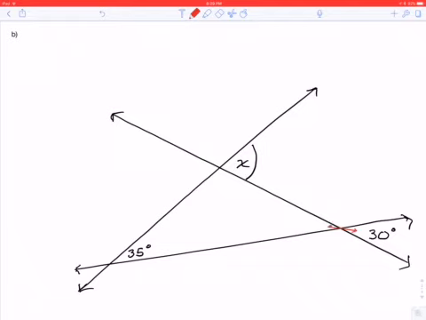If I go over to the left side, I see that this angle is vertical to a 30-degree angle, so it's also going to measure 30 degrees because vertical angles are equal. Now I know two of the interior angles of a triangle, and I know that the sum of the angles of a triangle always add up to 180. So to find this third angle, if I take 180 minus the sum of the angles that we already have, the 35 plus 30, I see that that third angle is 115 degrees.